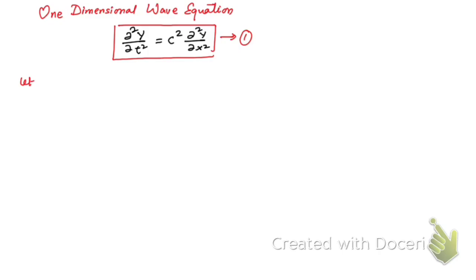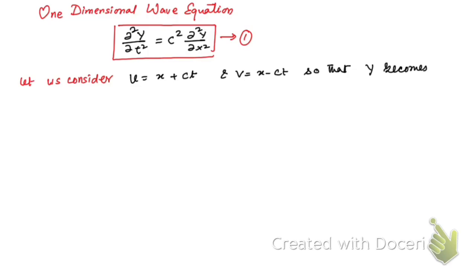Let us consider u equal to, suppose, x plus c into t, and v is equal to x minus c into t, so that y becomes a function of both u and v.